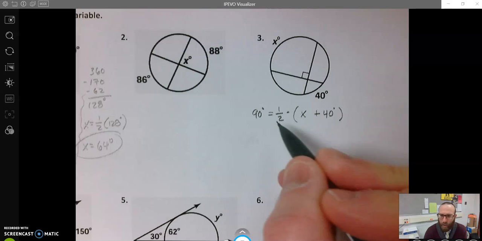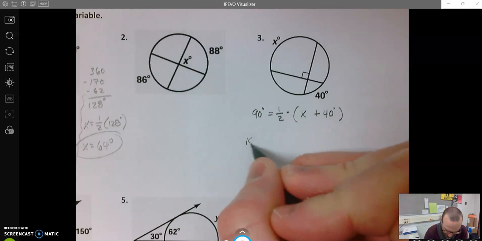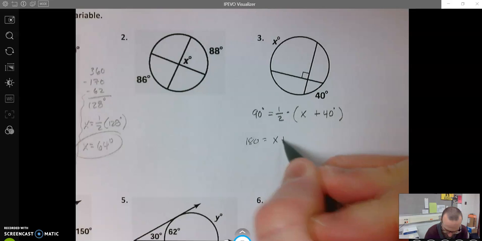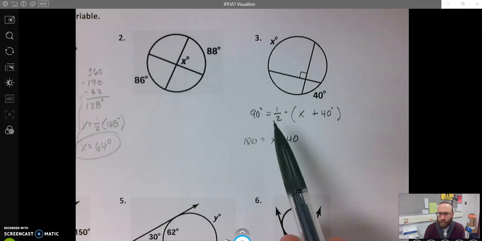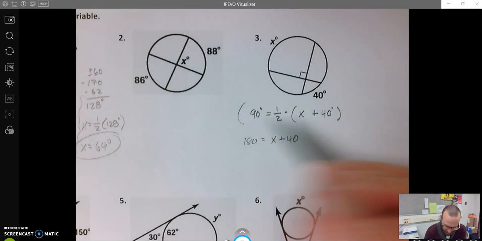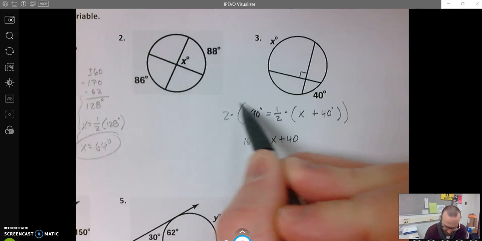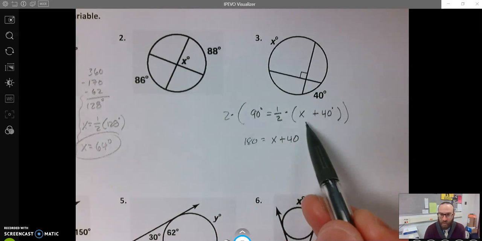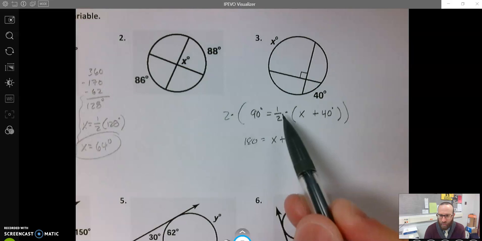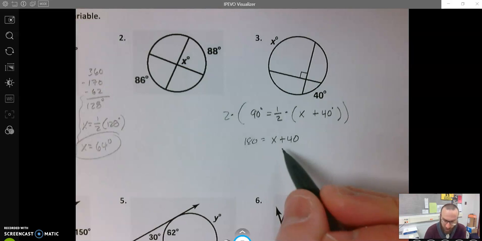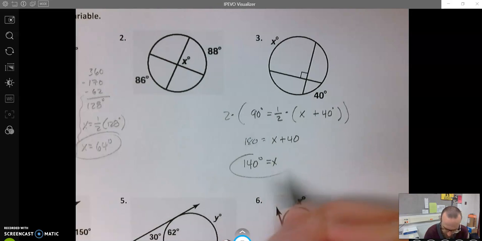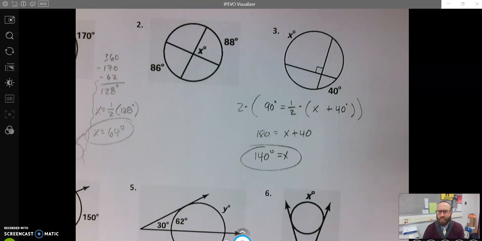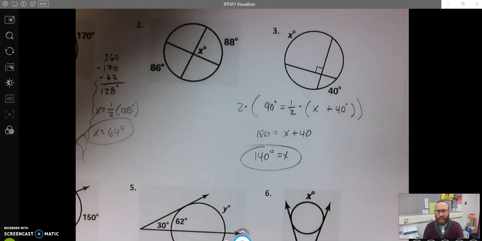Okay. I'm going to multiply by 2 to get rid of the half. That's going to get me 180 equals x plus 40. Rather than distribute the half and deal with a fraction later on, let's just get rid of the fraction right away. So all I did here was multiply the entire thing by 2. Okay? But that does not multiply here because it gets used up multiplying by the half. All I have to do here is subtract 40. 140 equals x. Okay. So again, slightly different type of problem, nothing major, just wanted to point that out.